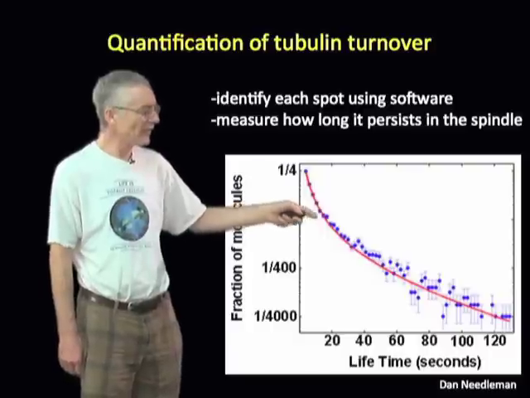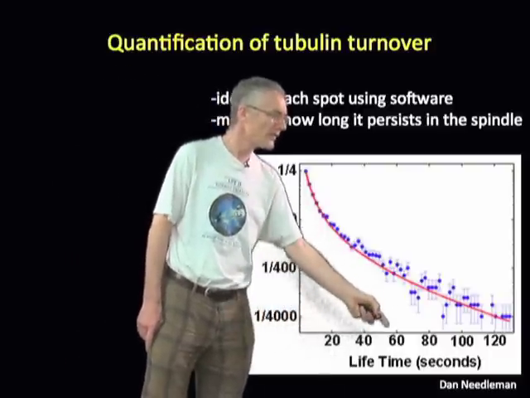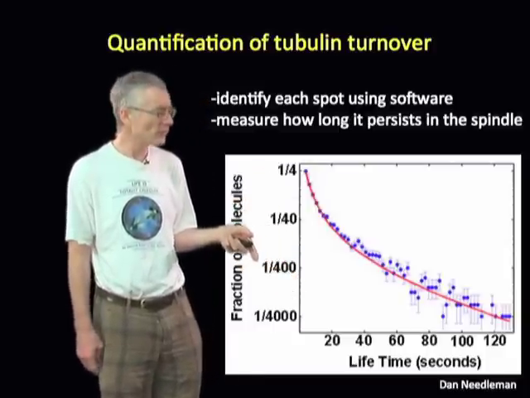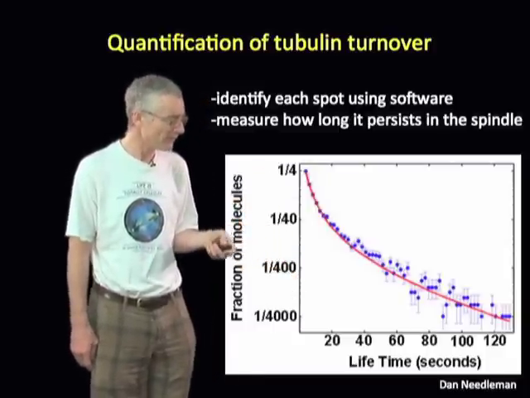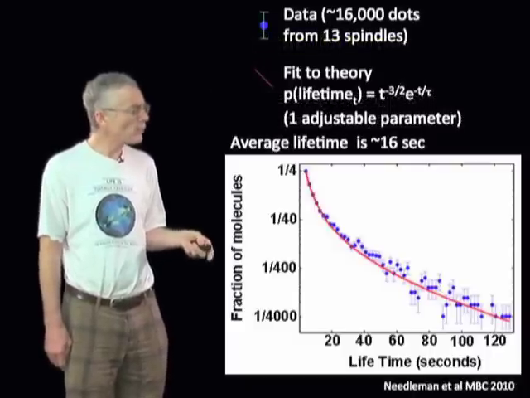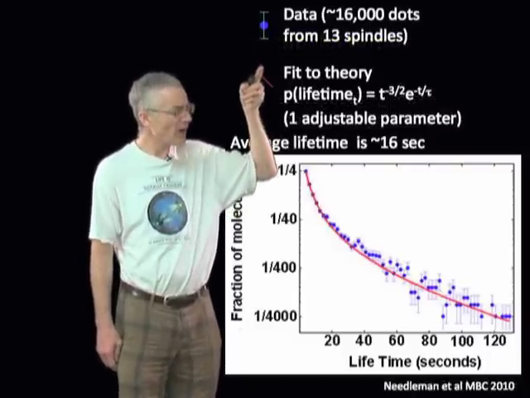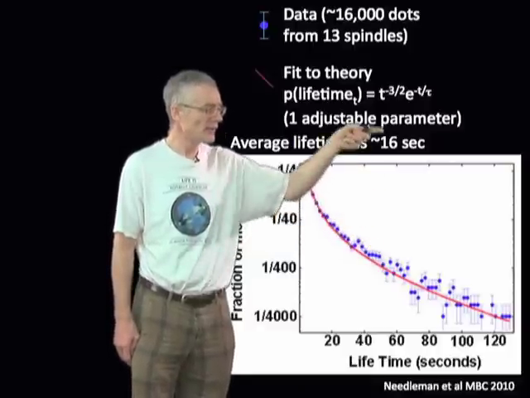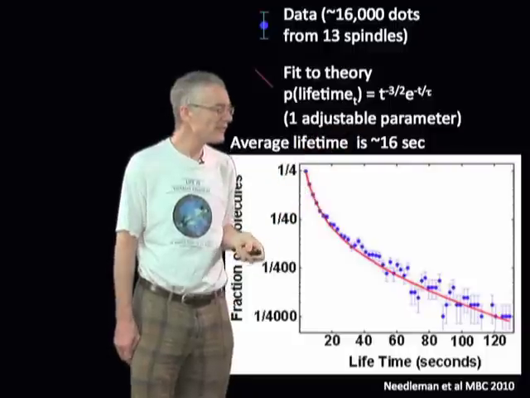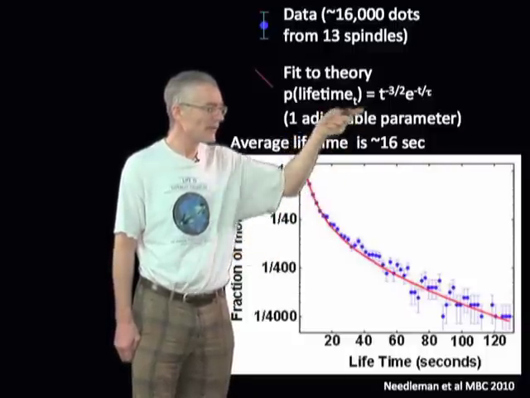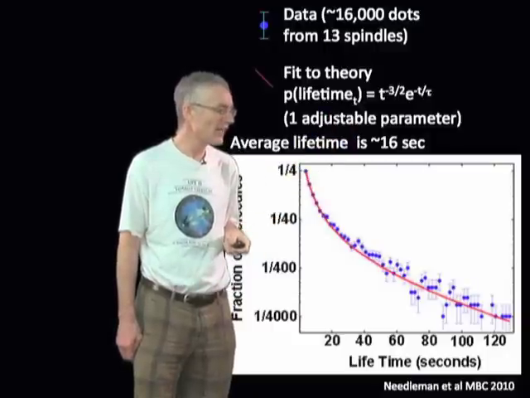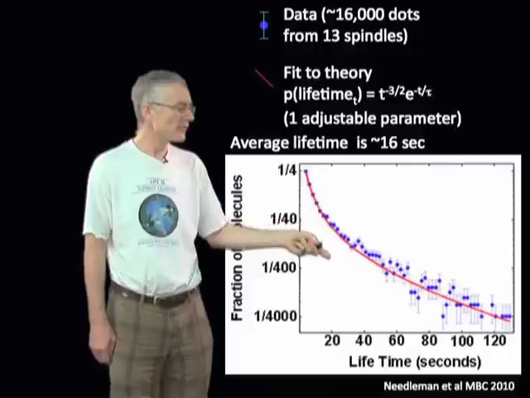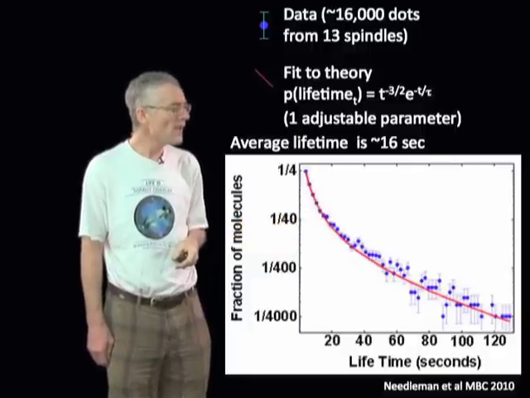And here's a lifetime plot. So here's how long the spot can be imaged for versus the fraction of spots. About 16,000 individual spots went into this graph. The blue spots are data. The red line is a fit to a theoretical curve, t to the minus 3 halves, e to the minus t over tau. There's one adjustable parameter, this tau parameter. And then the average lifetime here is 16 seconds, so the midpoint of this distribution.